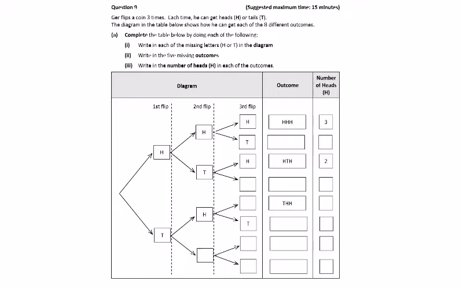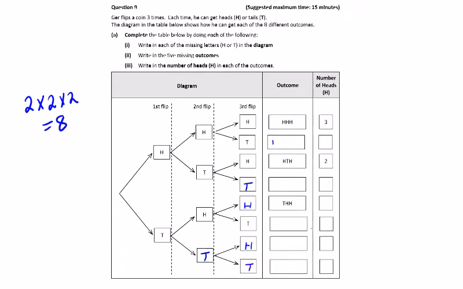So this is the coin flip 3 times. Each time you can get heads or tails. So there's 2 outcomes each time, 2 by 2 by 2, or 2 to the power of 3. So there's 8 outcomes in total here. Complete the table below by doing each of the following. Write in the missing letters. Okay, so we've head, tail given. Head, tail, head given, so this has to be tail. Head, tail, head, tail. Head, tail, head, tail. Then we have to write in the 5 missing outcomes.